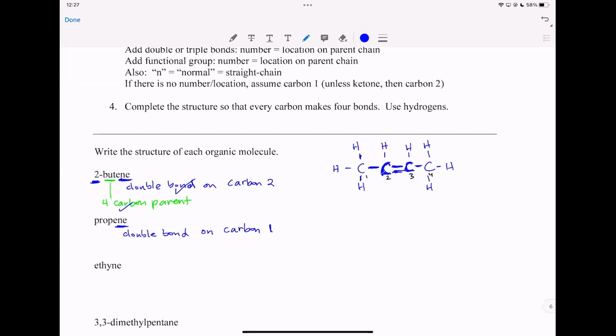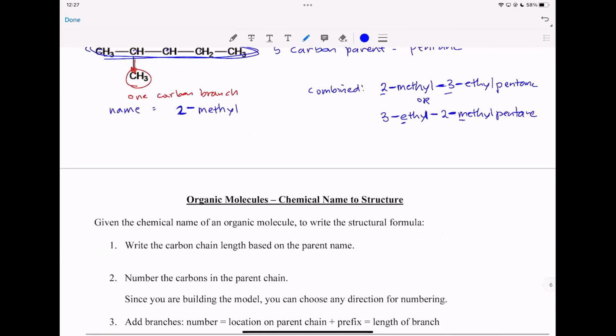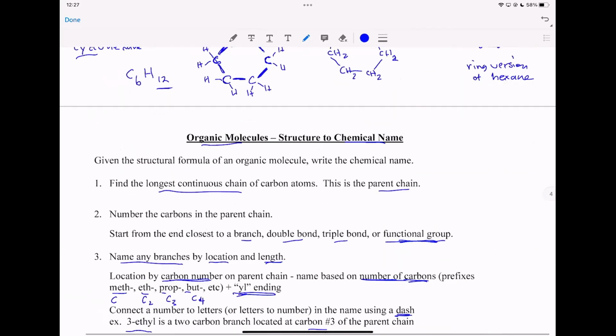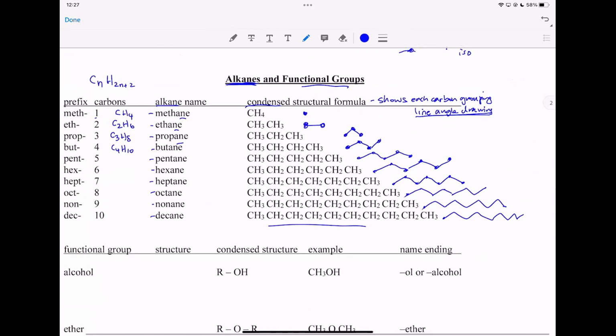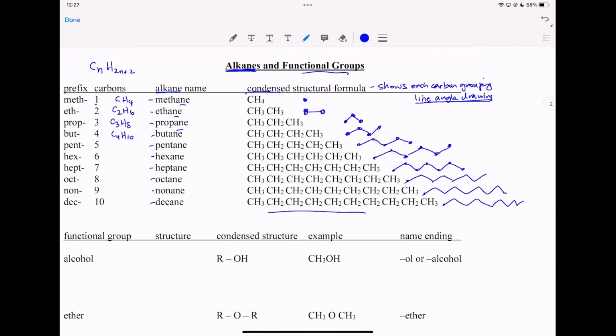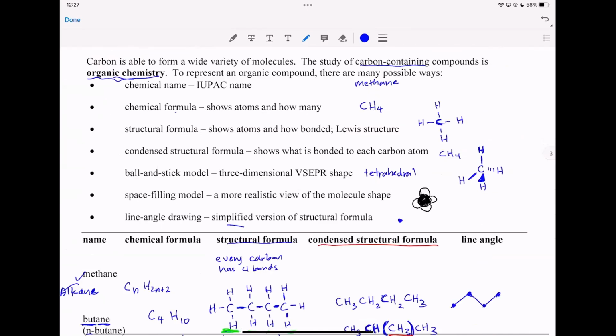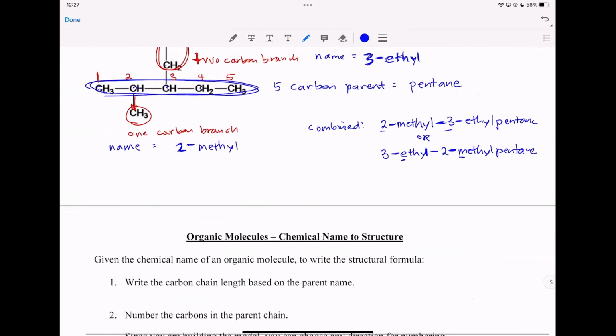And then the next part is "prop." So what does prop indicate? Prop is the prefix that is 3 carbons. That's a 3-carbon parent. Remember, you always have this for your prefixes of those alkane names, in case you're trying to remember what those are: meth, eth, prop. I'm going to go back up to here. Sorry to make you dizzy.